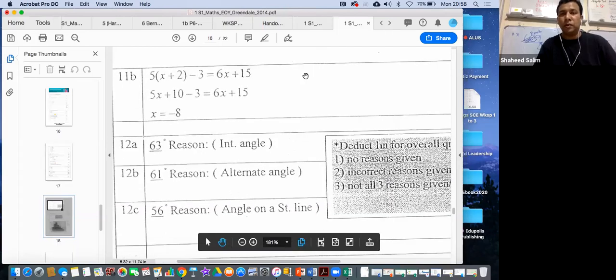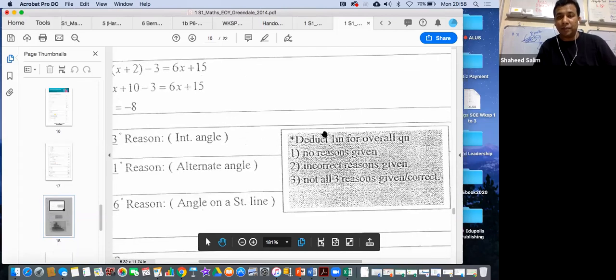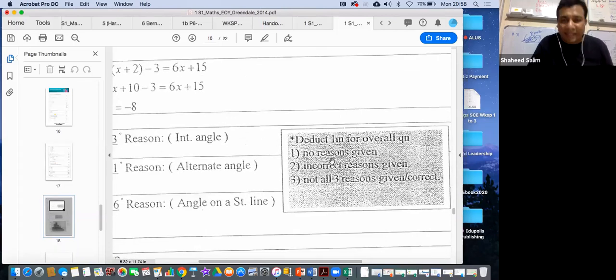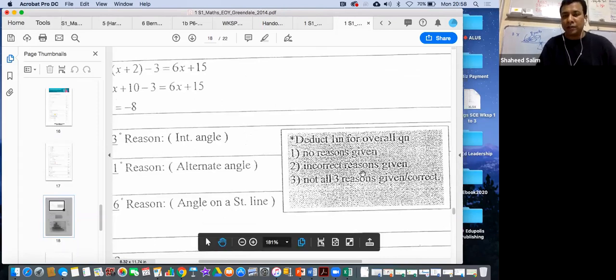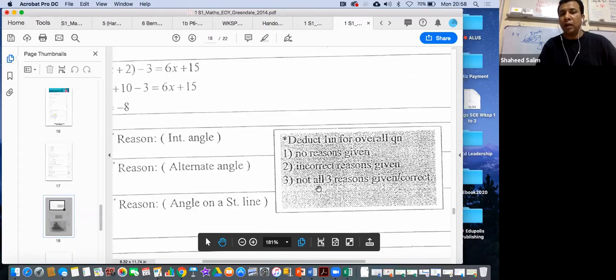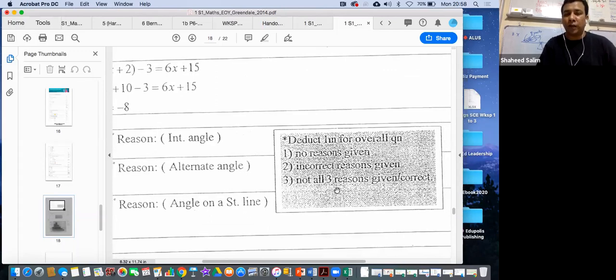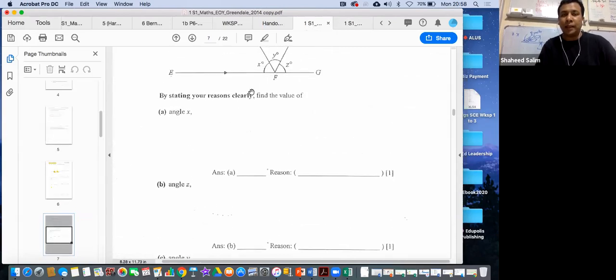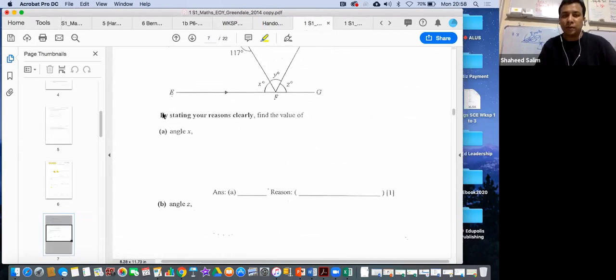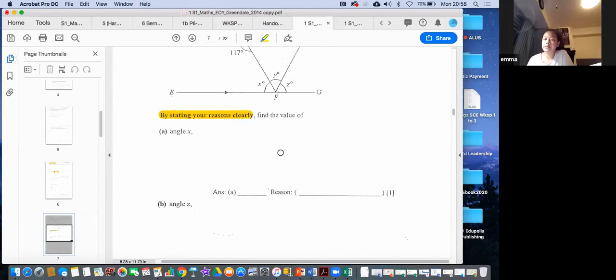Okay. So now notice down here in the answer key. Deduct 1 mark for overall question if no reasons are given, or if your answer is correct, but you have incorrect reasons, and not all 3 reasons are given correct. So if you look at the question paper and they tell you this, you must write the reasons. I put my reason. Can I see your reason?